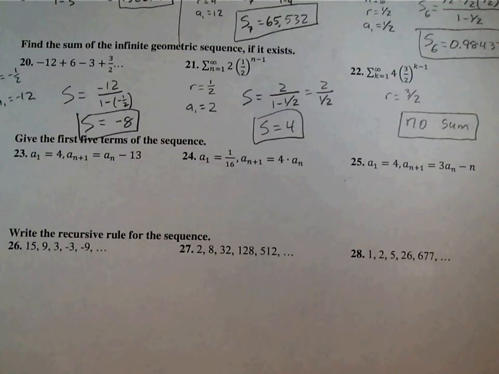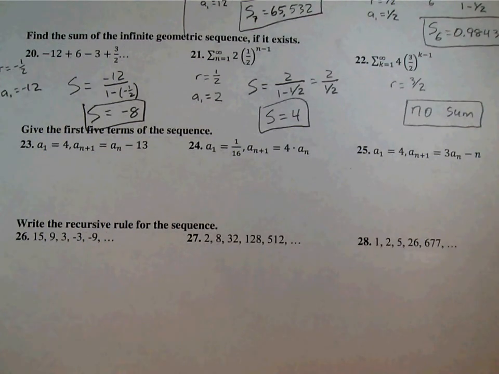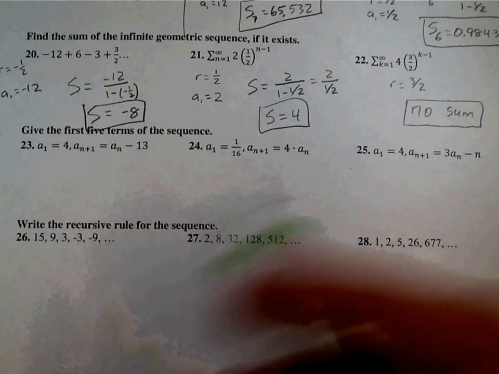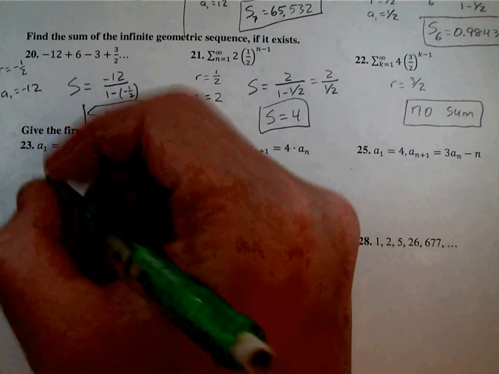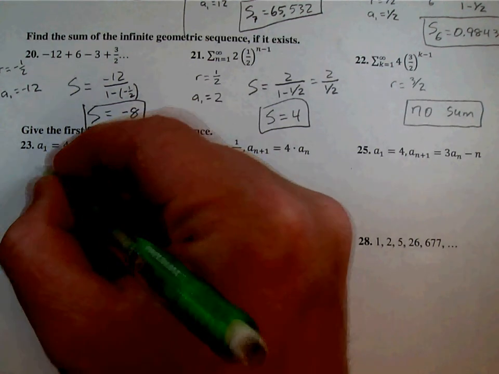Okay, now we switch roles again to recursive rules. So starting with 23, they give you a recursive rule. We're supposed to find the first 5 terms. So first term was 4.